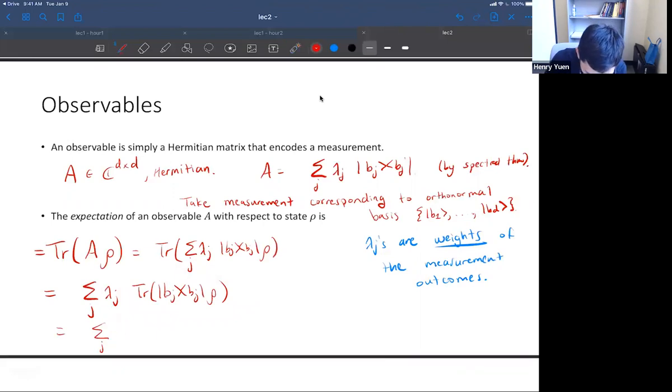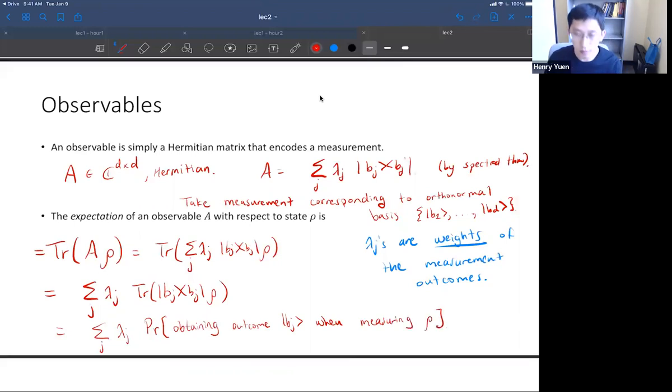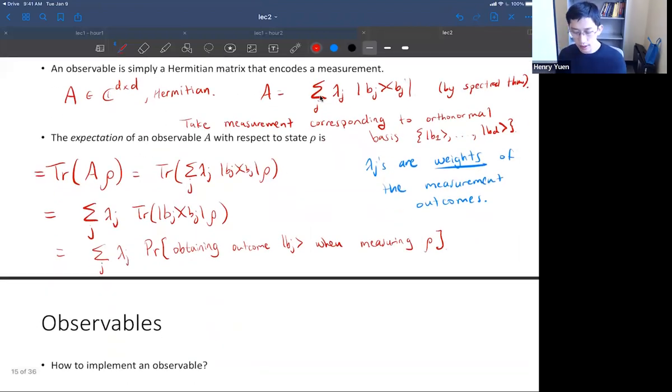This is just the probability of obtaining outcome Bj when measuring rho. So it makes sense that this is called the expectation value, because you weight the probabilities of each outcome by these weights lambda j.